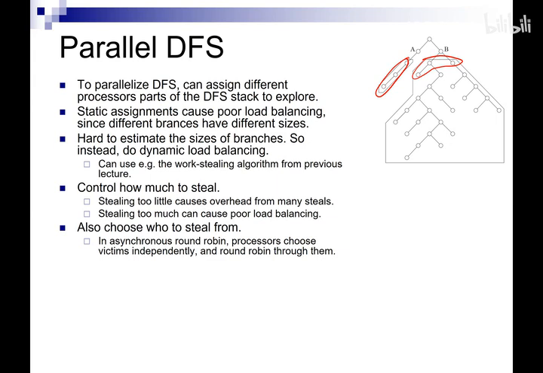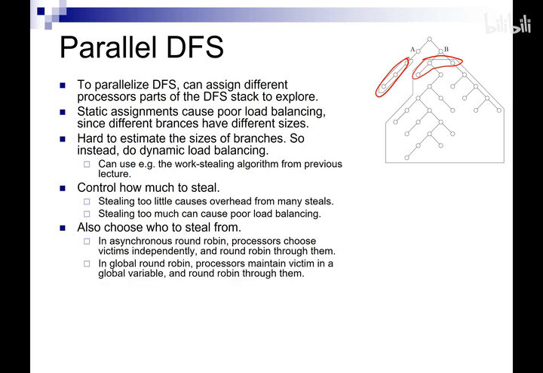So I go 4, 5, 6, and then maybe I wrap around to 1 or something. Then another process can choose its victims independently. So maybe he starts with process 5, and he tries the processes 5, 6, 1, 2, 3, 4. So that's asynchronous round robin. The advantage is that the processors don't need to do any synchronization with each other, because they choose their victims independently.